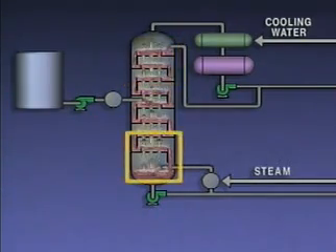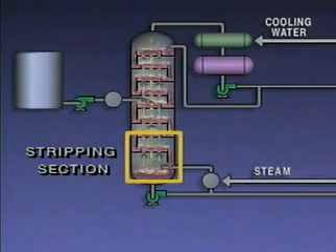The section of the tower below the flash zone is called the stripping section. In this section, the lighter components are vaporized or stripped from the heavier liquid. If a distillation tower worked perfectly, it would produce pure products. Unfortunately, that's not the case. The lighter products usually contain some heavier fractions, and the heavier products usually contain some lighter fractions.